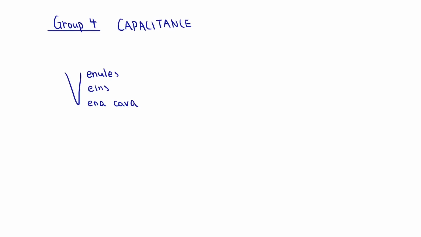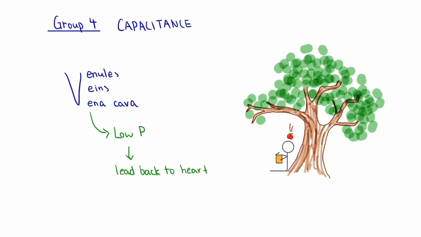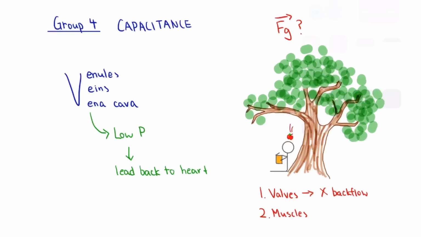Last group, capacitance. The three V's: venules, veins, and vena cava. These are low-pressure vessels used to lead the blood back to the heart. What about the force of gravity pulling the blood down, you ask? They contain valves to prevent backflow, and muscles to pump blood up to the heart against gravity and other cosmological nuisances. I will cover that in a later video.